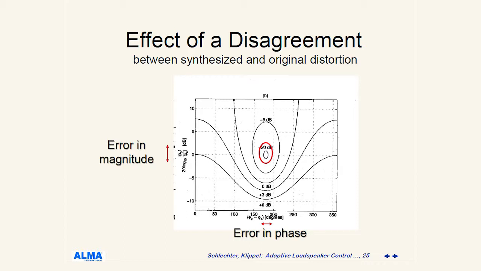just one slide in between. Here you see how accurate we need to be for reducing the distortion. We need to have a very low error in magnitude. If you get to 3 dB error in magnitude, you end up with 10 dB distortion reduction, and we need to be very exact in phase, maybe 10 degrees, 15 degrees, and then the distortion reduction gets worse, and you might even introduce more distortions than there were without control.